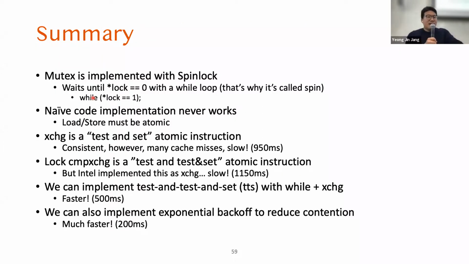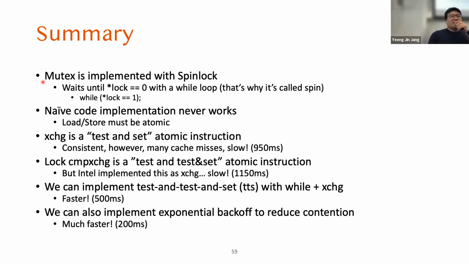So the summary is that we learned about mutual exclusion and critical sections, and that can be implemented with the spin lock. The reason we call it a spin lock is that all the other threads need to be in a while loop, just waiting, keep waiting.